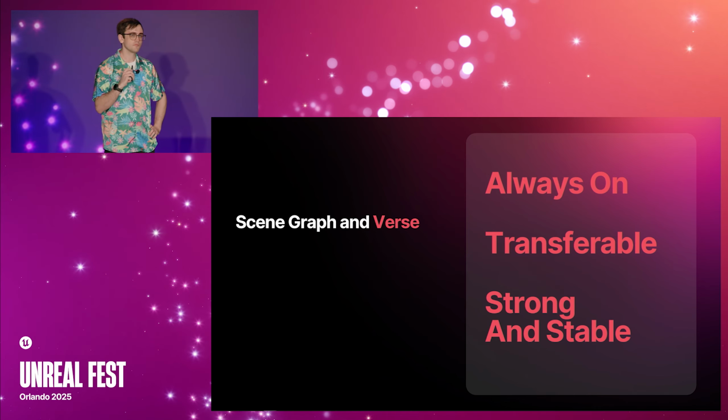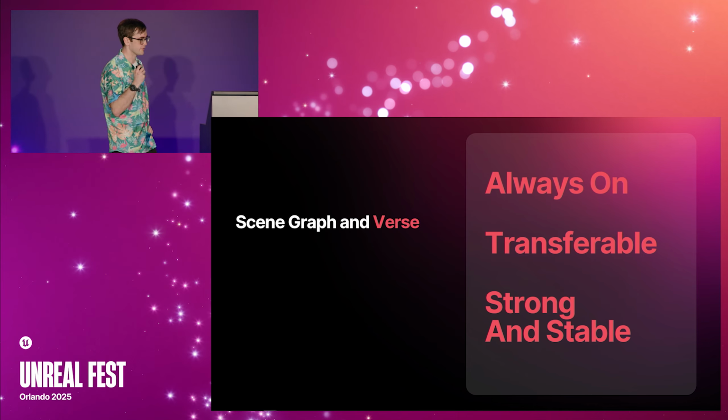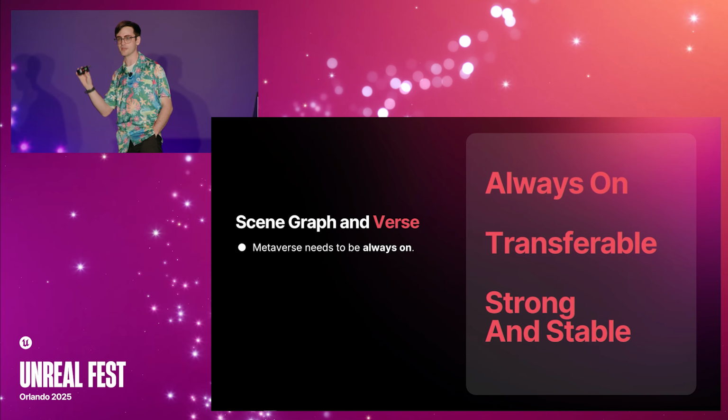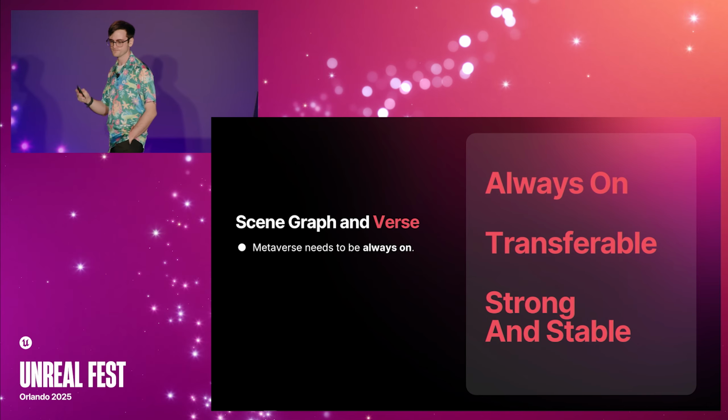When talking about the relationship between scene graph and Verse, we first need to talk about the metaverse itself. And the metaverse has a couple of challenges that need to be addressed to actually work. First off, it needs to be always on, right? It never needs to turn off. Everyone's islands need to keep simulating. Everyone's experiences need to keep going. The whole simulation should never crash.